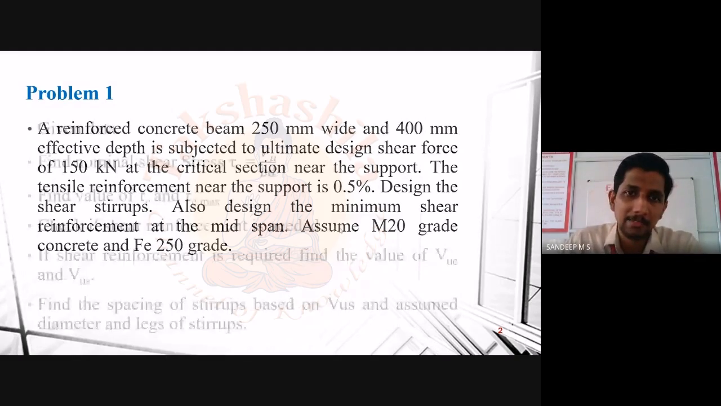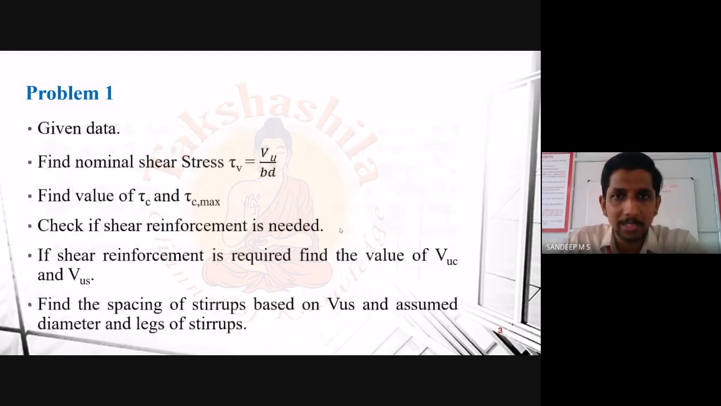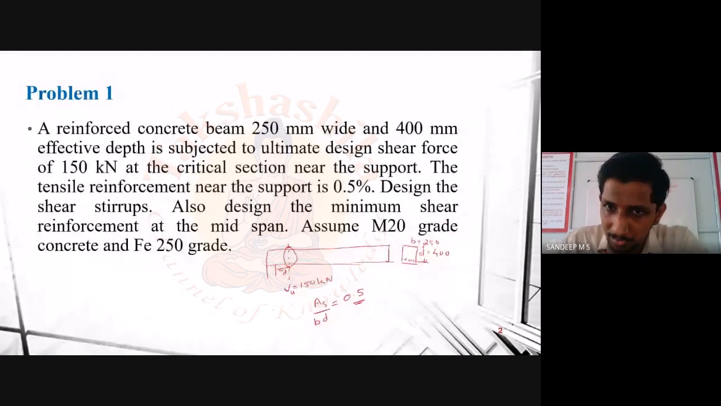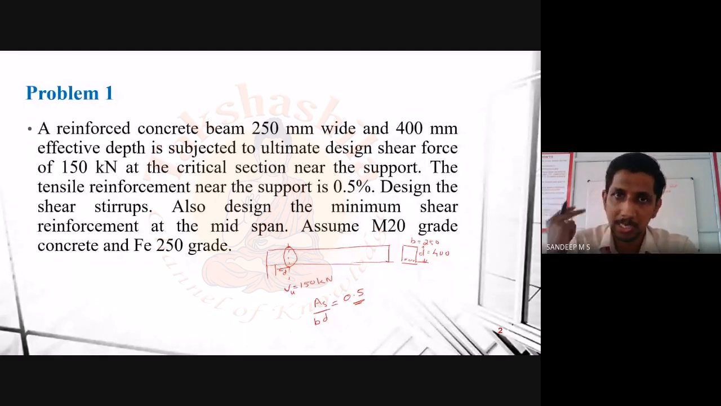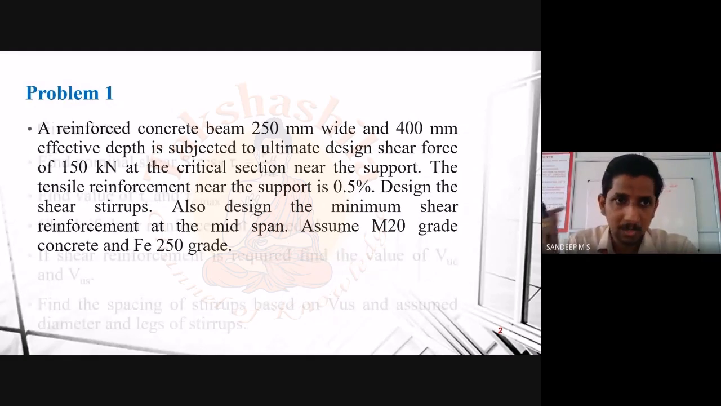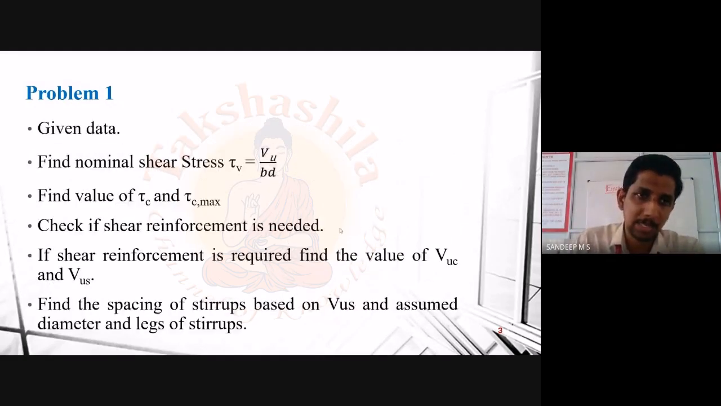First, we have to check whether we need to provide the minimum amount of shear reinforcement, or perform the design of the shear reinforcement, or redesign the provided section. How to do this? We need to find the value of tau V, then the value of tau C, and also calculate the value of tau C max. So the first step is to see what data are given in the question.